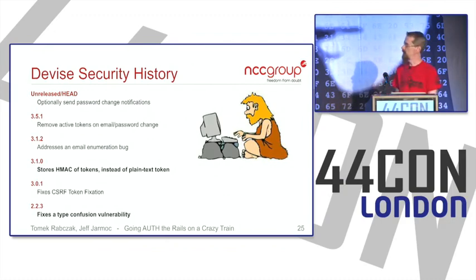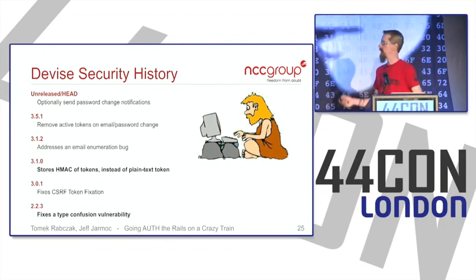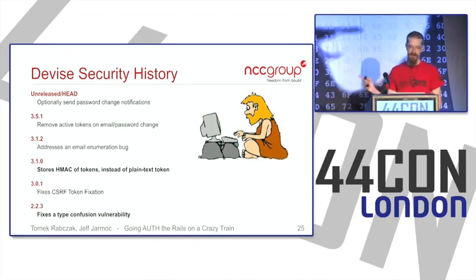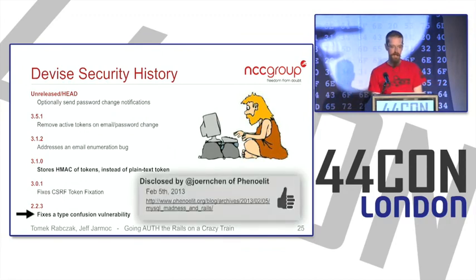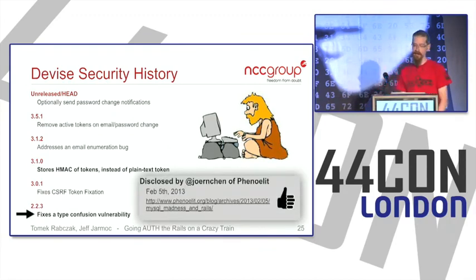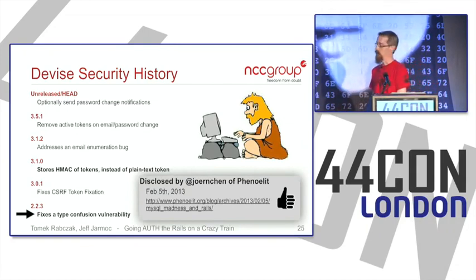The last one there, in version 2.2.3, fixes a type confusion vulnerability. This is probably the most significant vulnerability that Devise has seen in recent years. I'm going to talk about this for the next couple of slides, but this was disclosed in February of 2013 by Joern Schneeweisz of Recurity Labs. He wrote a really good blog post outlining how this vulnerability works. But I'm going to go through it on a couple of slides because it's interesting to Devise, and it also has some applications outside Devise that we'll talk about.